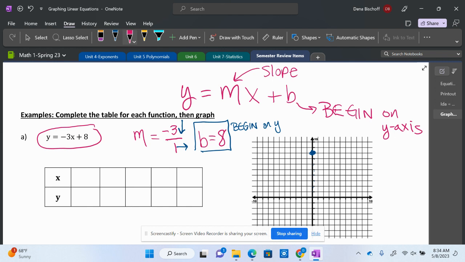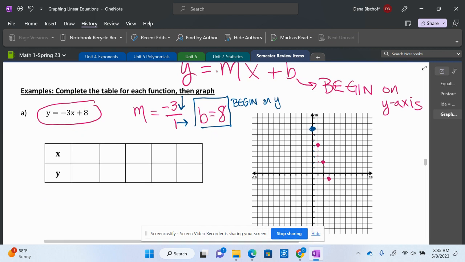So from this point that you just plotted, you need to go down 1, 2, 3, and to the right 1. Do it again. Down 1, 2, 3, and to the right 1. And again. So once I have quite a few points, I'm going to connect them with a nice straight line. And I don't even worry about filling out my table because I don't need it.